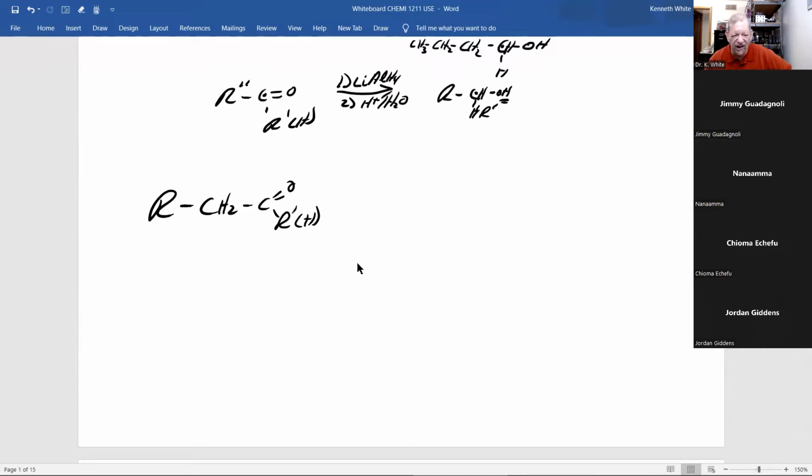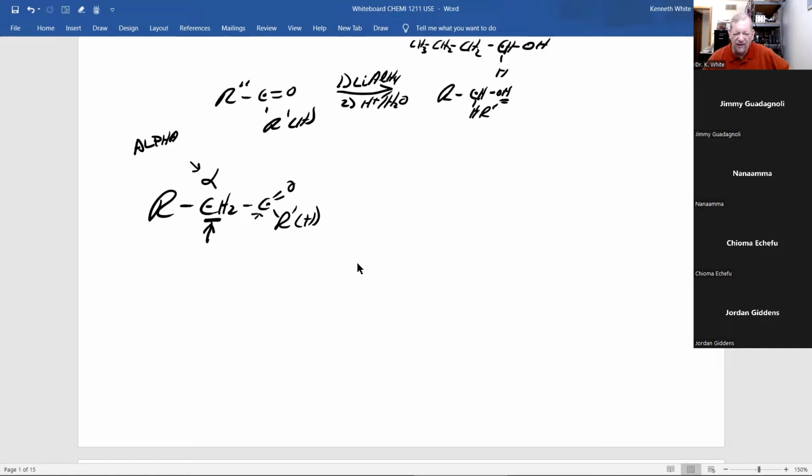If R prime is a hydrogen, it's an aldehyde. If R prime is carbon, it's a ketone. Now, a little terminology that I'll be using. The carbon attached to the carbonyl carbon is called the alpha carbon. This is the Greek letter alpha. And then the next one's called beta and so on, but you don't need to know that. The carbon attached to the carbonyl carbon is called the alpha carbon.